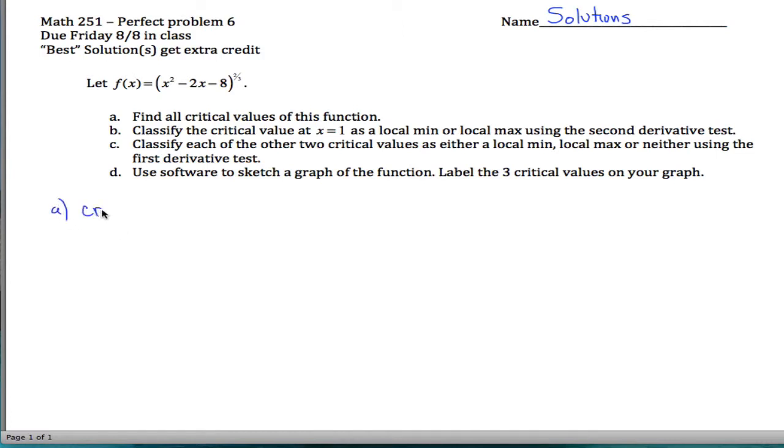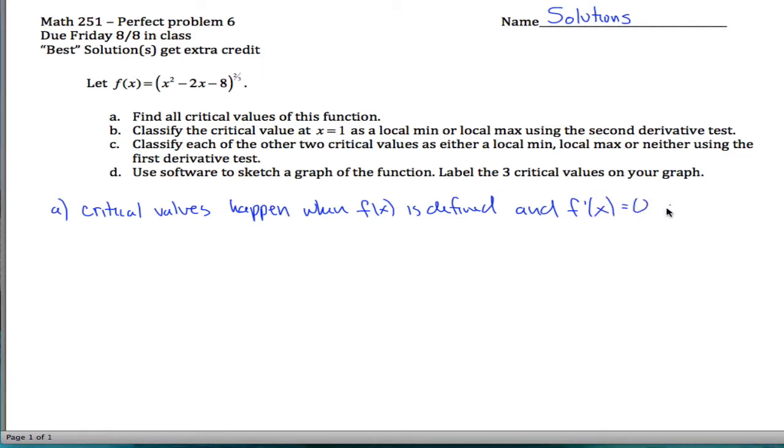For part A, what you need to know is that critical values happen when you need two criteria. You need f of x to be defined, and then you also need f prime of x to equal 0 or f prime of x undefined.